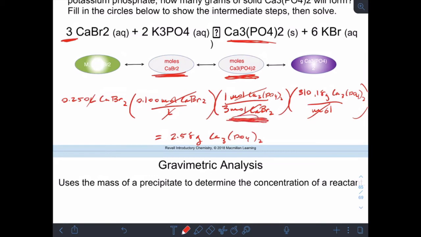Okay, so the part that has not changed at all is the mole ratio in the middle. That's where your stoichiometry happens. But we have multiple ways to get into and out of moles. So different paths to the mole bridge and different paths away from the mole bridge. Okay, and I'm sorry, but you got to start using them all. All right.